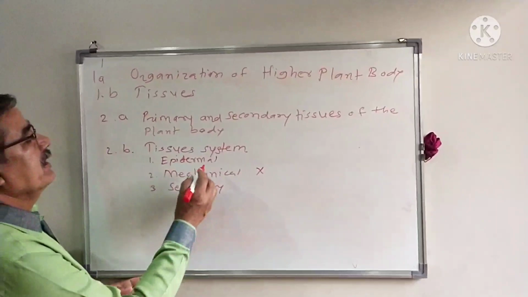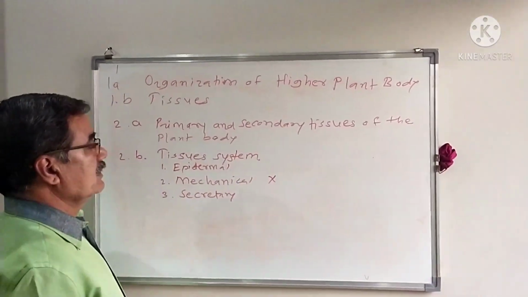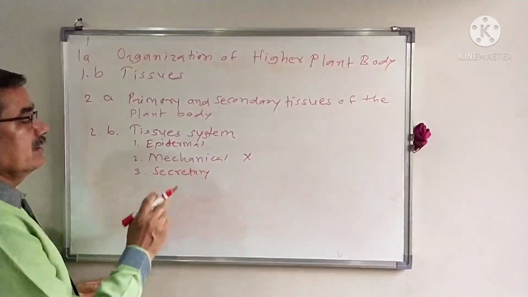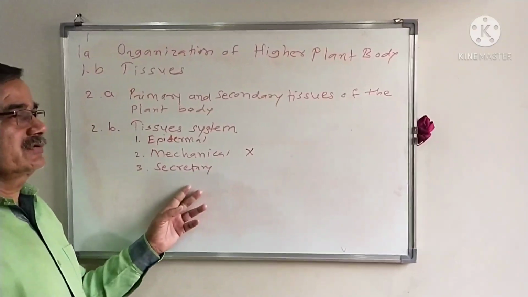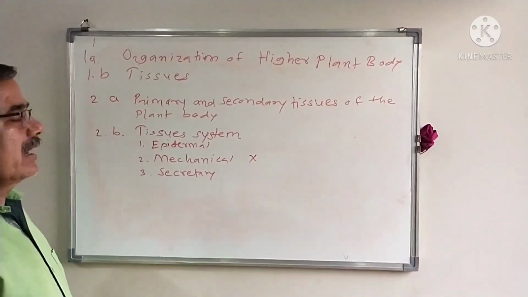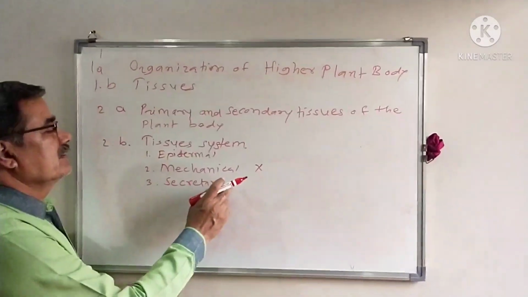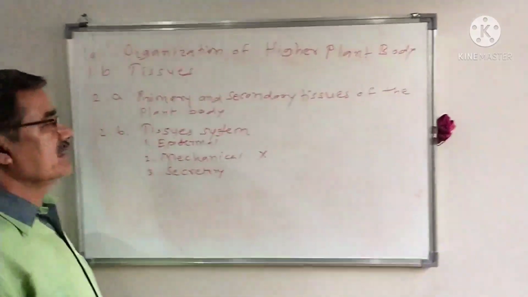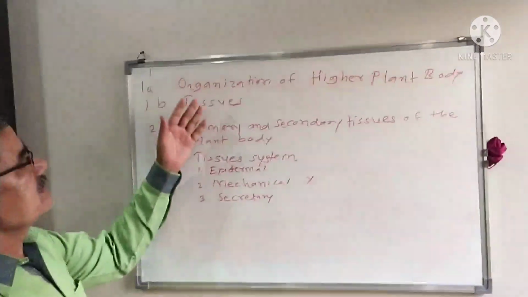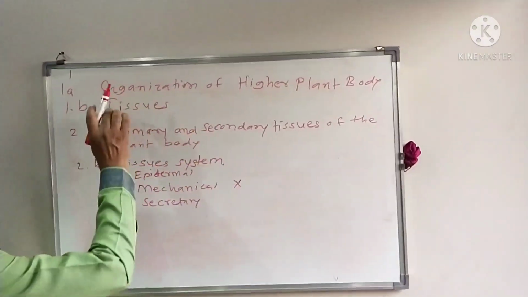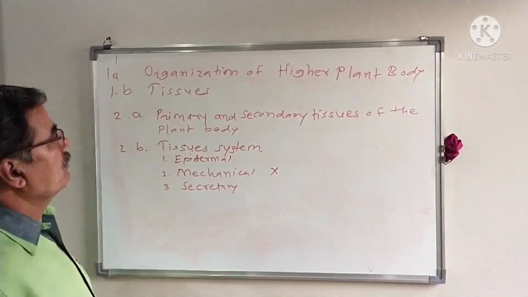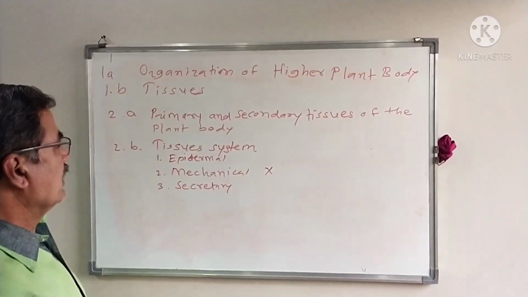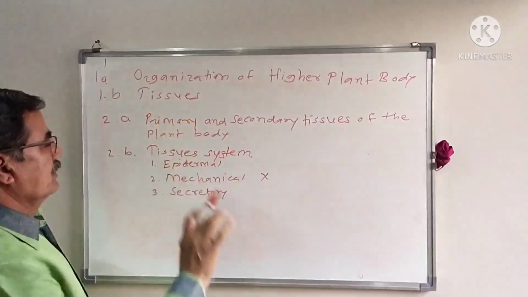The epidermal tissue is the tissue present in the epidermal layer, which protects the tissues. In the secretory tissue system, the secondary metabolites produced in the plant body are known as the secretory tissue system. In these tissue systems, we are going to see only the epidermal and secretory systems. Hence, paper 7 consists of two units. The first unit is organization of the higher plant body and the tissues. The second unit is primary and secondary tissues of the plant body and the tissue systems. Thank you.